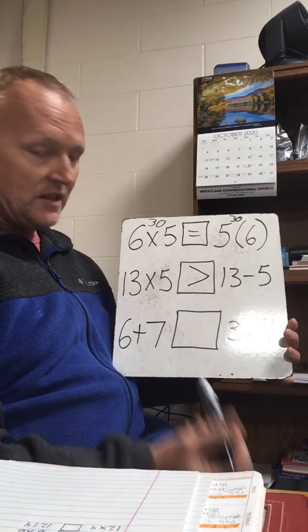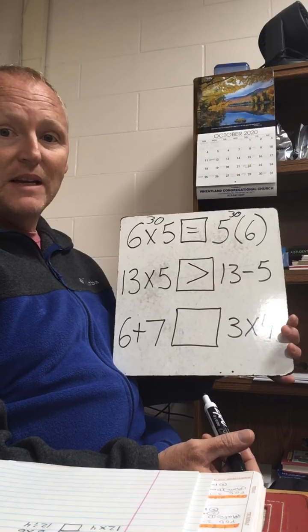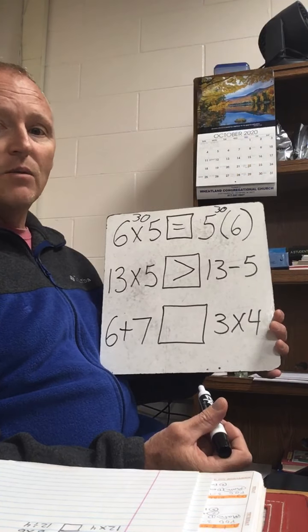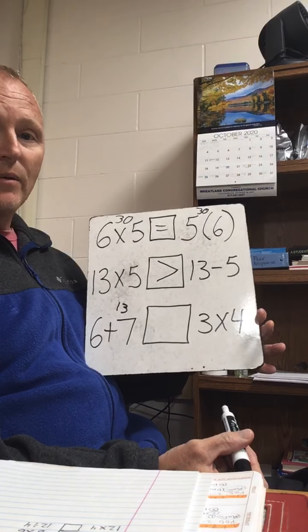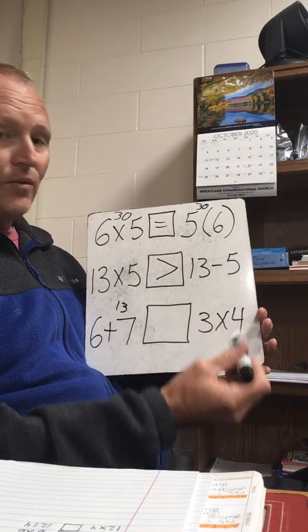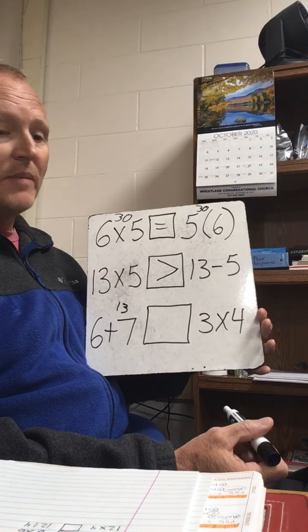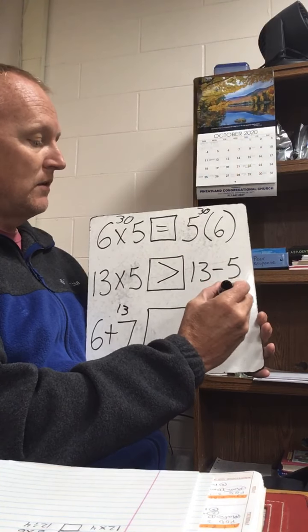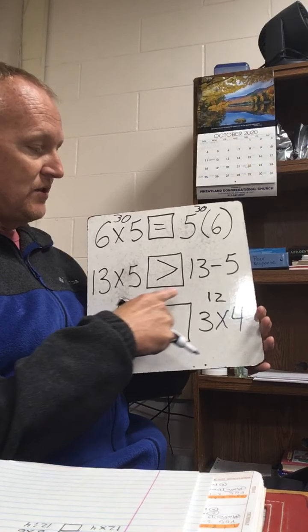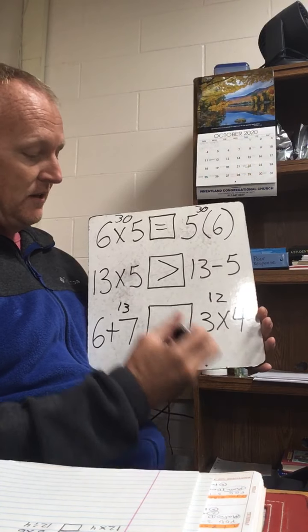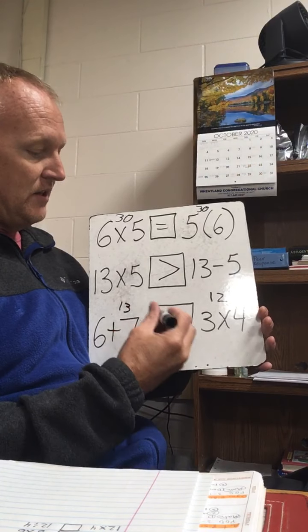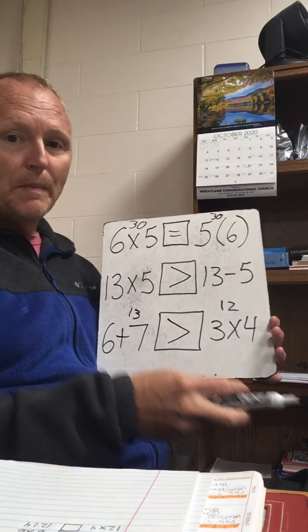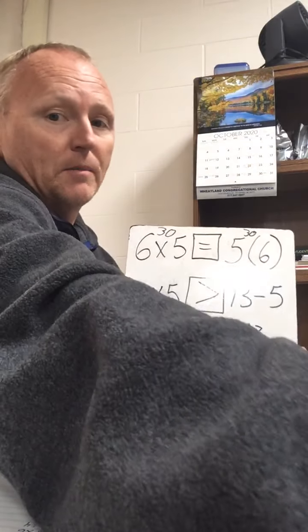Let's try this one. 6 plus 7, first grade basic fact, that equals 13. Okay, then over here we have 3 times 4. That's one of your easier third grade basic facts. That equals 12. Okay, so 13 is greater than 12, right? So the alligator has to eat the greater number. So 13 is greater than 12. Okay, let's do some more.